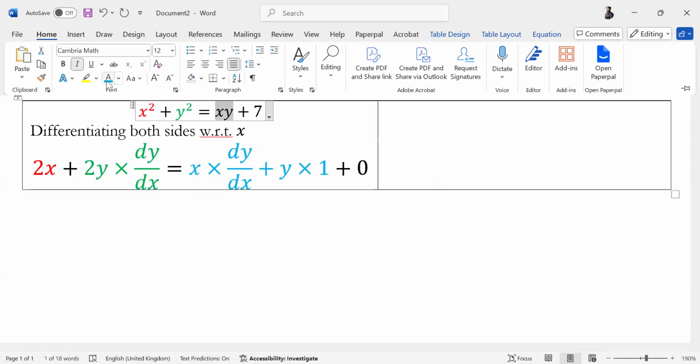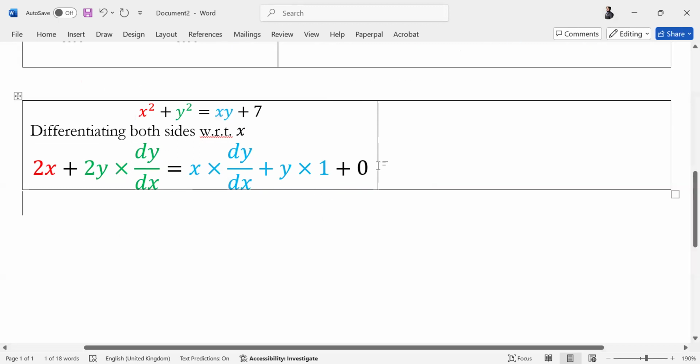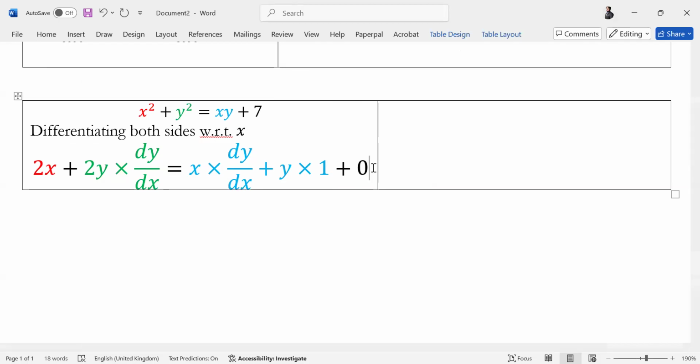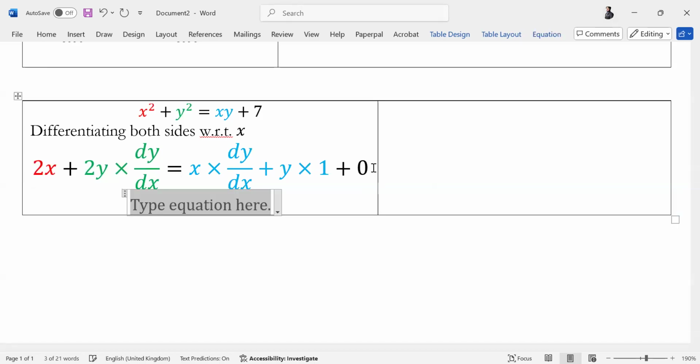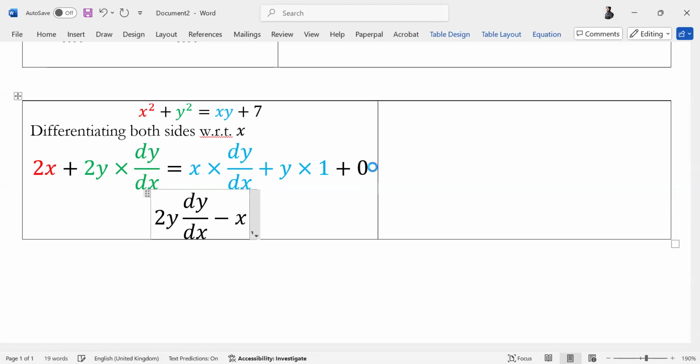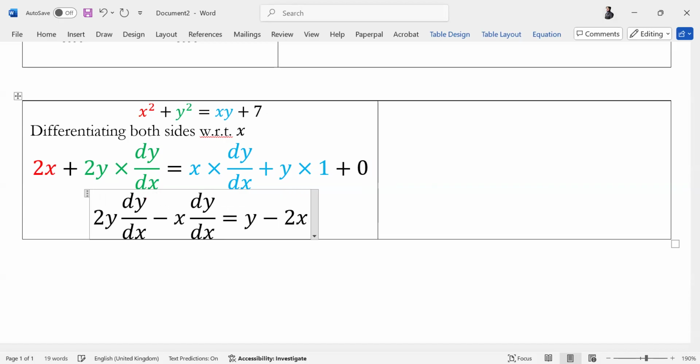If you want, you can make up the data on your own and give it a try. Is this clear? Now, this is just the first bit. If I want to make dy by dx the subject of the formula, then what? All the dy by dx containing terms on one side: 2y dy by dx minus x dy by dx is equal to y minus 2x.